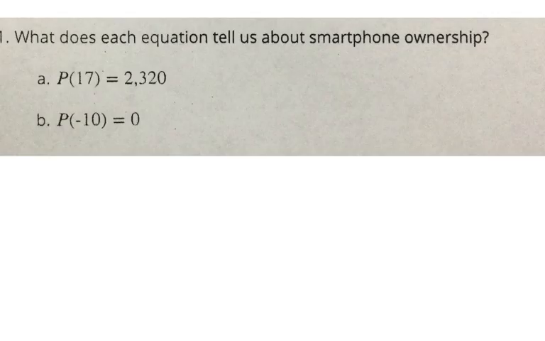Okay, so here are two examples, and this is on your paper. I want you to think about what each of these equations tell us about smartphone ownership. So remember what each variable represents. And now we're going to look at it in function notation. So I want you to take these symbols and write in words what you think it means. I'll give you 90 seconds.